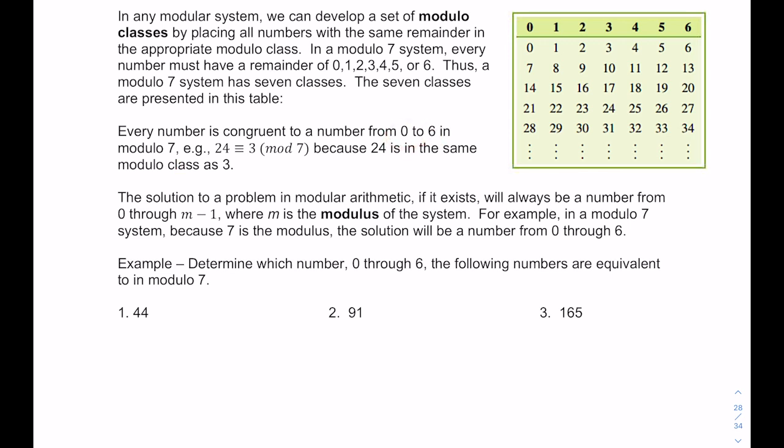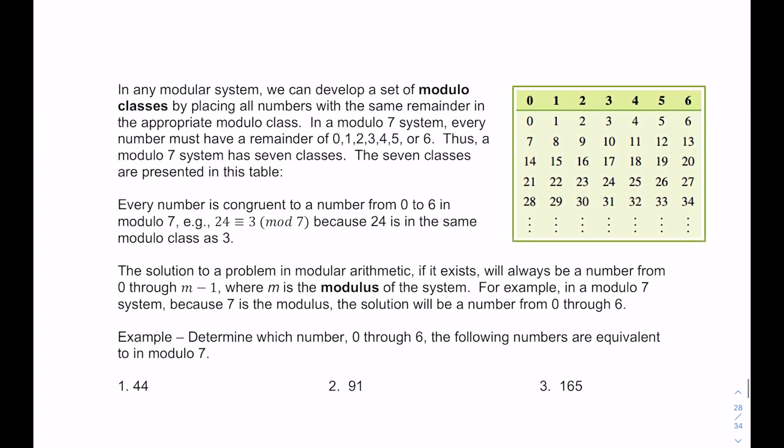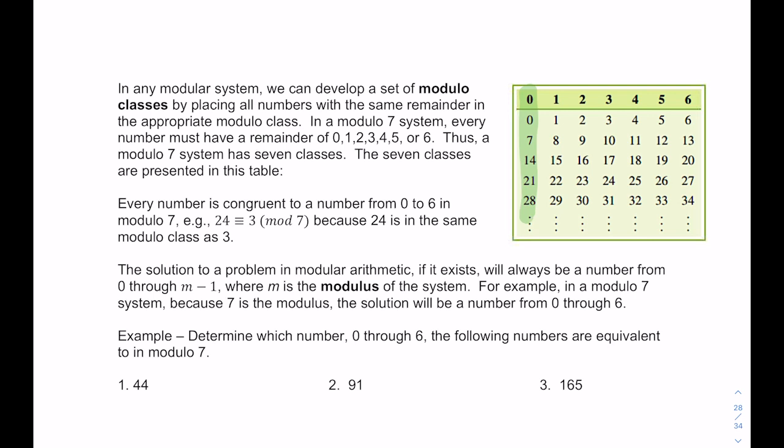So for instance, the number 24 is congruent to 3 as long as it's mod 7. 26 is congruent to 5 in mod 7, because they're in the same modulo class. So each of these columns here is a class. So that's what we're talking about when we say classes.